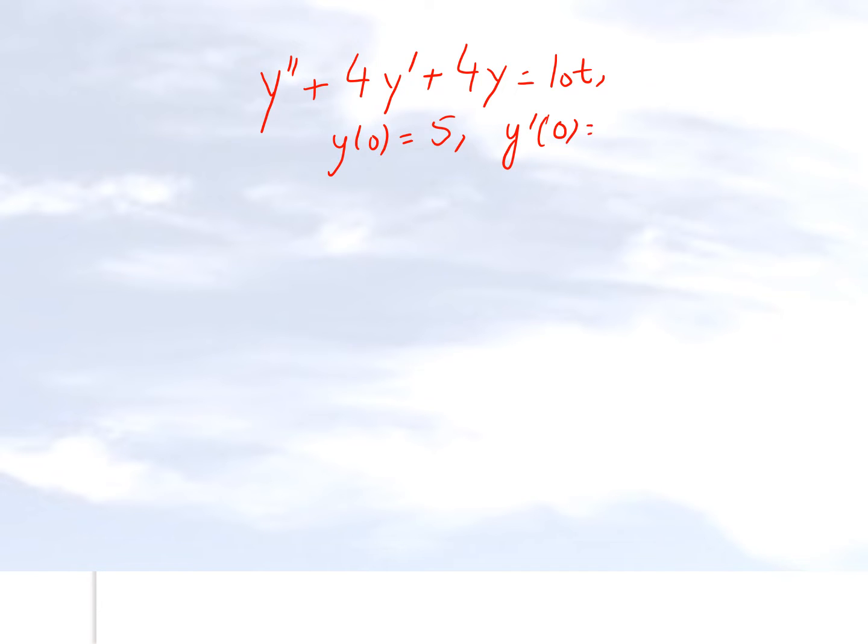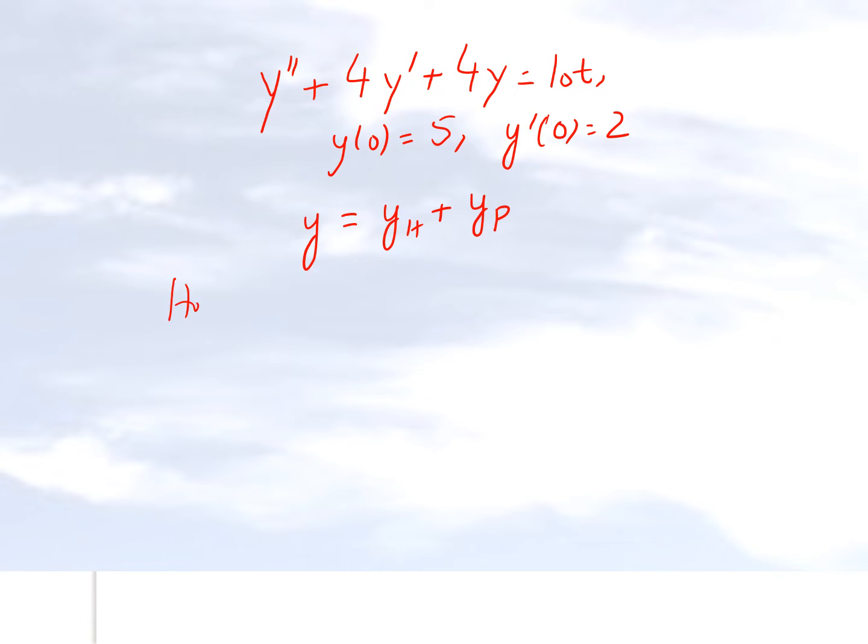So let's take the example of y double prime plus 4y prime plus 4y is equal to 10t. Initial conditions are given as y(0) is equal to 5, y prime of 0 is equal to 2. Now we know that if we're going to solve it by the classical solution techniques, the full solution will be equal to the homogeneous part plus the particular part.